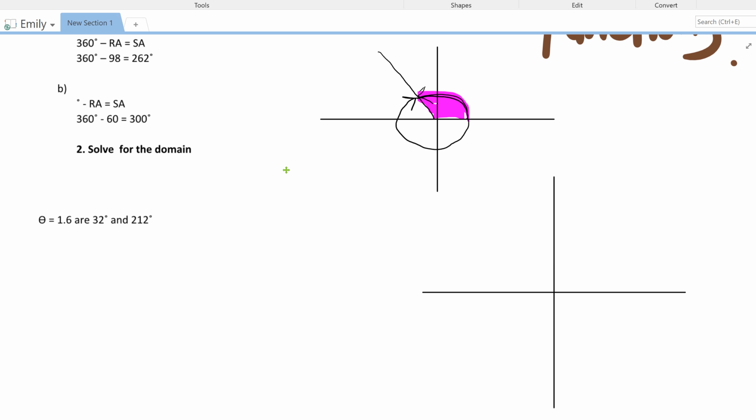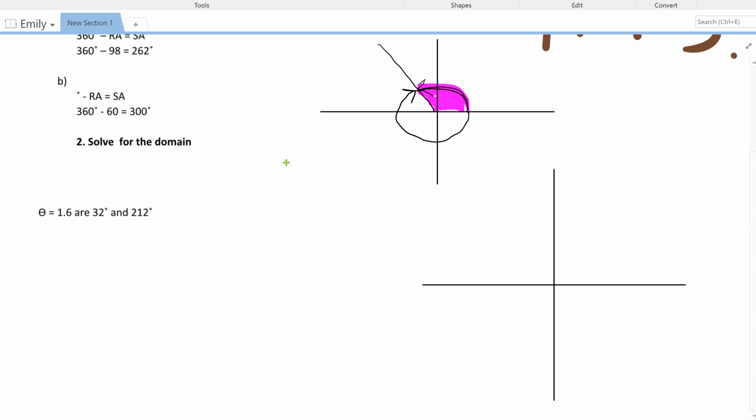And negative 98. So we know that negative 90 is going to be right there. This arm is representing negative 90, right? So we need more than that. We need 98. So your arm is going to be a little bit on the left hand side, somewhere there. A tiny bit. Yeah. So that is 98.